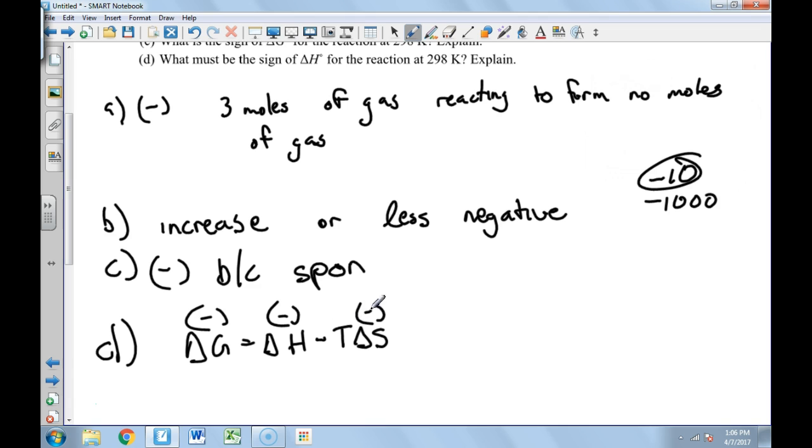So at low temperatures, it subtracts a negative, so it adds a positive, and this guy is going to stay negative. The higher the temperature, the more likely it is to be non-spontaneous. But the only way that this can happen is if your delta H is negative.